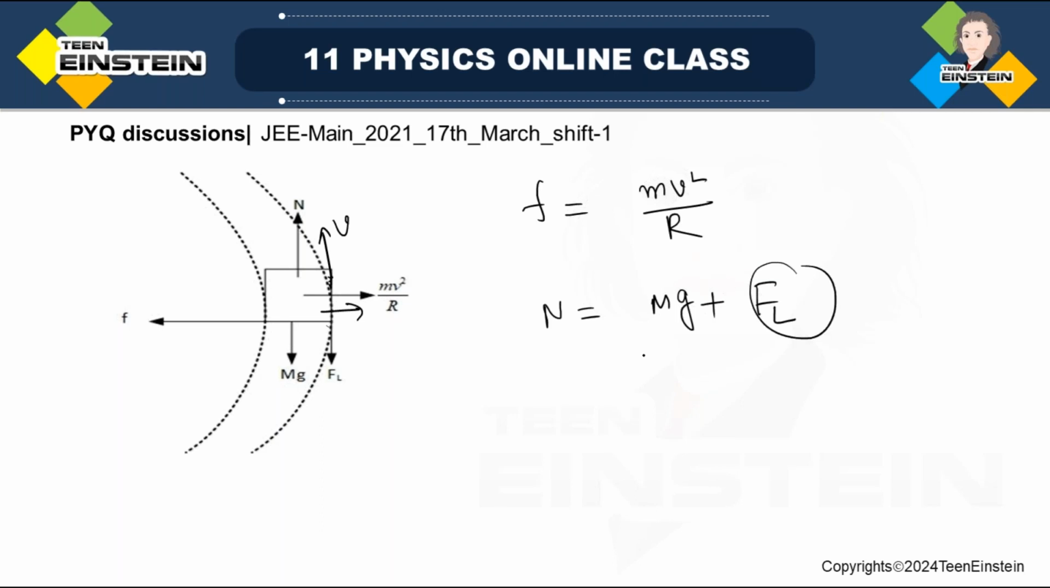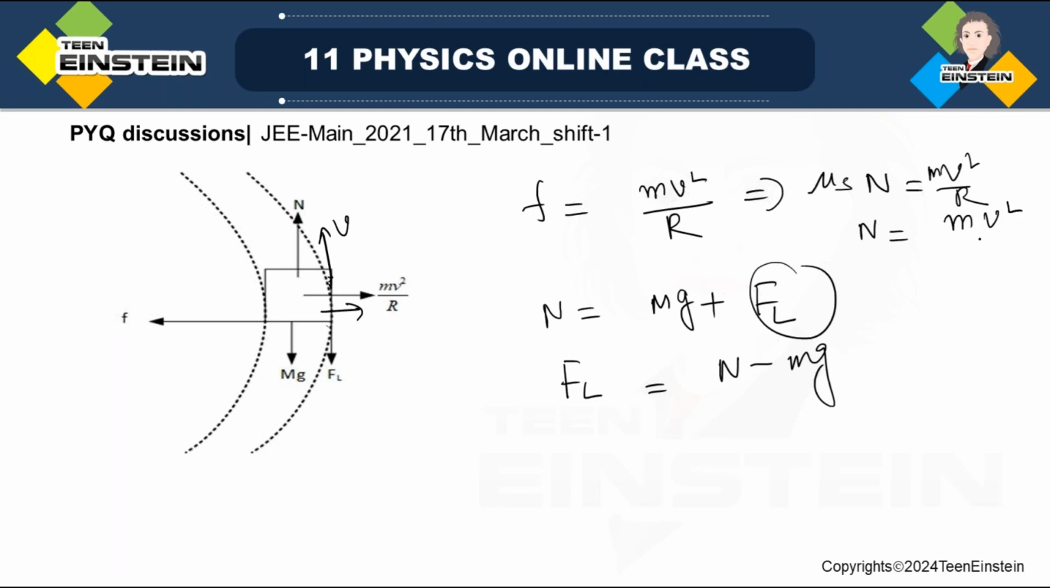Then I can find out what is Fl. Fl will actually be N minus mg. So what is N? See from here, if this is the frictional force, then mu s into N is equal to mv square by r. So from here I can find out what is N. N is mv square by mu s into r.